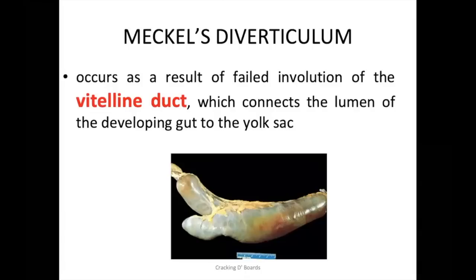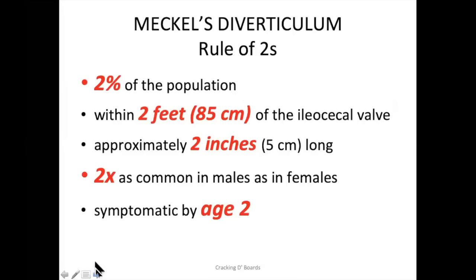Now let's wind up. Let's mention Meckel's diverticulum. This results from failure of involution, or persistence, of the vitelline duct, which we also call the omphalomesenteric duct. The vitelline duct will connect the lumen of the developing gut to the yolk sac. The most common congenital GI anomaly is Meckel's diverticulum, from persistence of the vitelline duct.